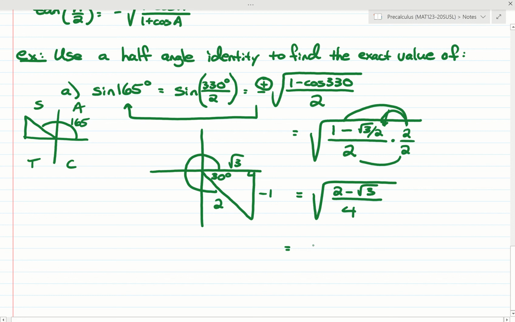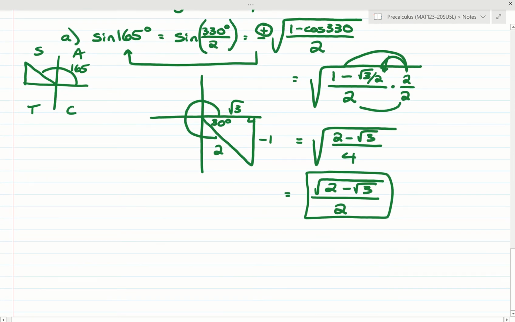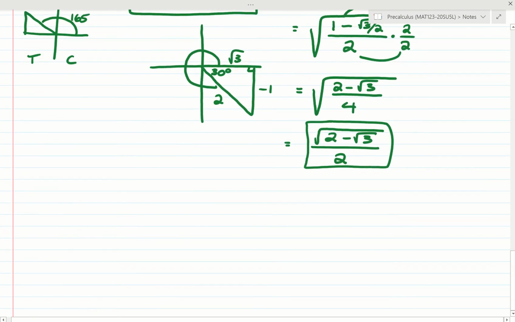And the best answer for this, if you take the square root of the top, 2 minus the square root of 3, over the square root of 4. That is our best answer. Now the top is interesting, right? Because you have a double square root. That's okay. You're just not allowed to have a square root in the denominator.